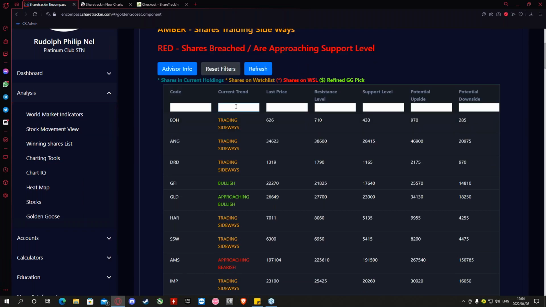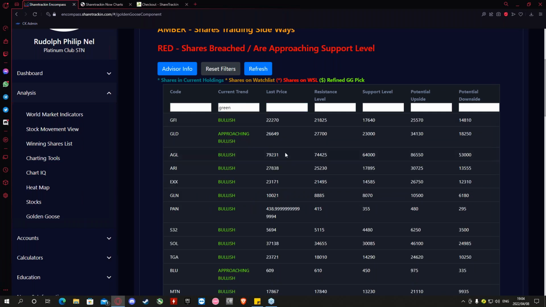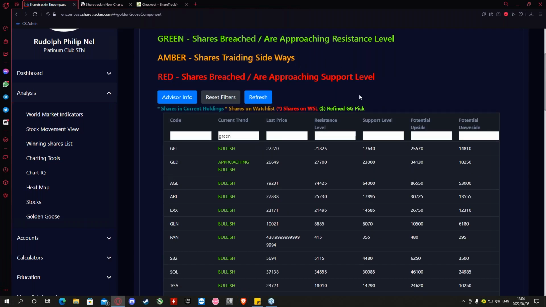So we're only going to work with the greens for now. Things that you need to look out for: the last price, then your support and resistance levels, and then your potential upside or potential downside. Potential downside would be more for the red, where your potential upside would be for your greens. So when you're focusing only on green, your bullish and approaching bullish, you're going to focus on the potential upside, because that would be the potential for the share to grow to.